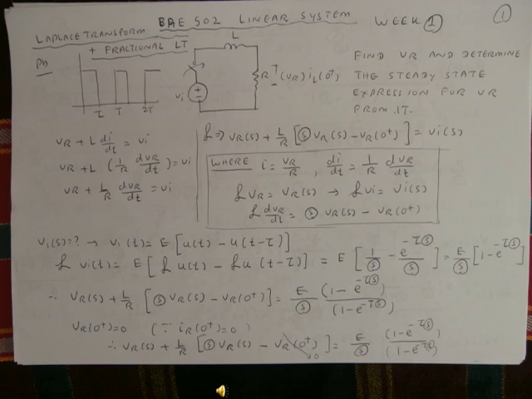VR(0+) is 0, and therefore IR(0+) is also 0. So VR(s) plus L/R multiplied by s VR(s) minus VR(0+), where VR(0+) you can substitute as 0, equals E/s multiplied by 1 minus e^(-tau s) divided by 1 minus e^(-Ts).